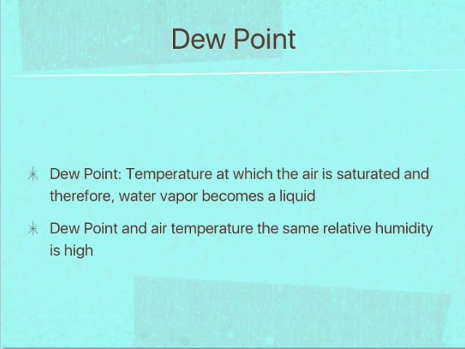But on clear nights, when all that heat is lost to outer space, the ground cools much more quickly than the air above it, and then the water vapor in the air that surrounds the ground will condense onto objects.